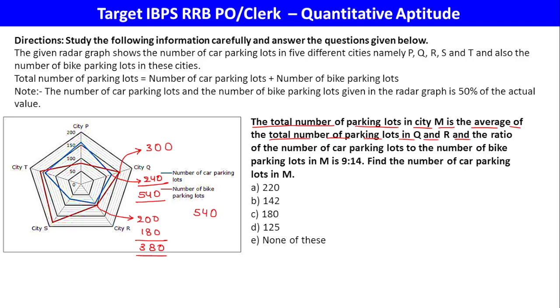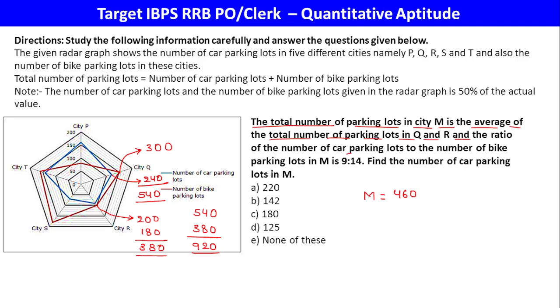540 and 380, which is 920. 920 by 2 is 460. Right, 460 is the total, the M value in city M. Yes, next change.